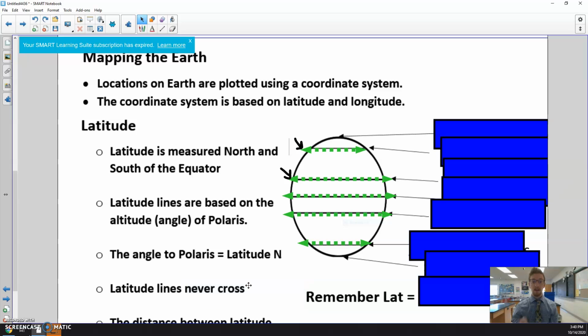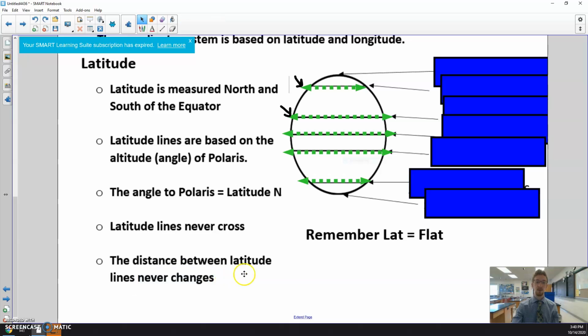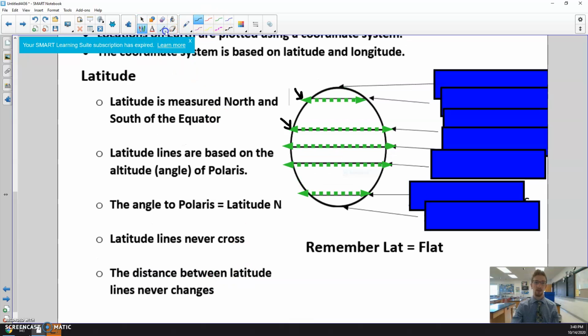Latitude lines never cross, like latitude, flatitude. That's why I always remember it. Lat, flat. They never cross. So look at the lines I drew here, these green lines of latitude. They never cross. Another name for latitude is also parallels. Latitude lines are parallel, that's why that's the other name. And they never cross. And again, because they're parallel, the distance between them never changes. So I only drew a couple latitude lines on here. But in real life, there's more latitude lines, and it's always the same distance between each latitude line. All right, so lat, flat.